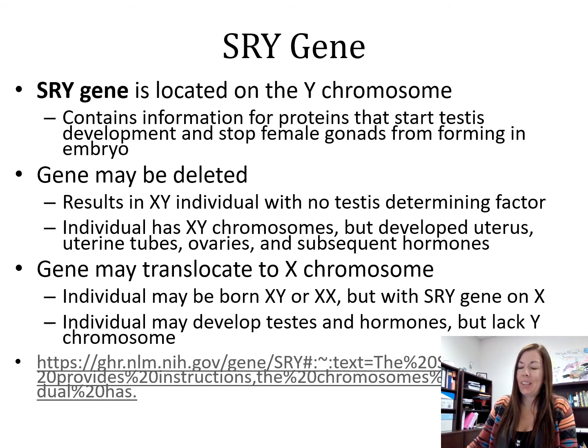So the SRY gene plays a huge role. It's a gene located on the Y chromosome, and it contains information for proteins that start testis development and stop female gonads from forming in an embryo. That gene can be deleted, and that results in an XY individual with no testis-determining factor. The individual will have XY chromosomes, but develop a uterus, uterine tubes, ovaries, and subsequent hormones. And the gene can translocate to an X chromosome, so an individual may be born XX, but with SRY on the X.